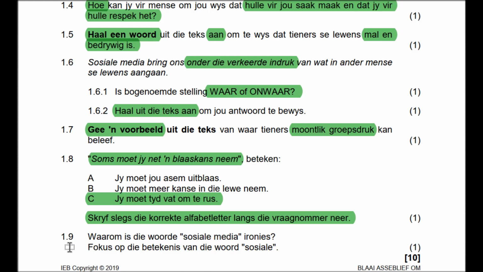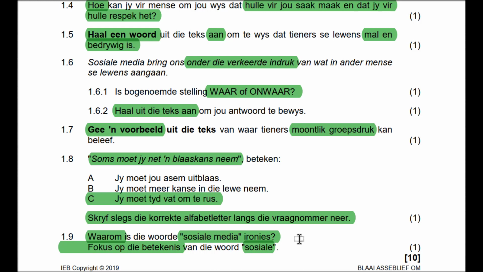So 1.9, waarom is die woorde sosiale media ironies? Fokus op die betekenis van die woord sosiale. Okay, this was one of those questions we had to think outside of the box a little bit. And the question says, why? Why is the word social media ironic? Now think about what ironic means.